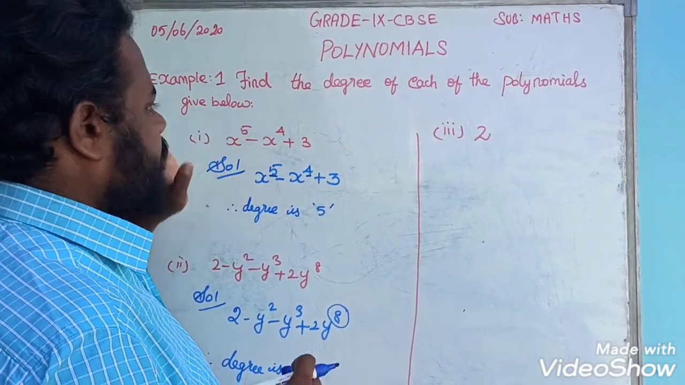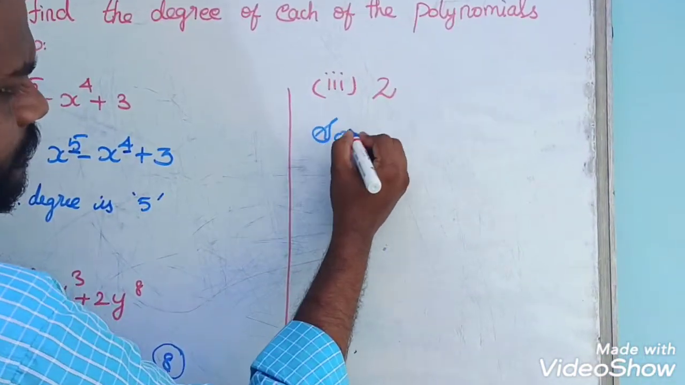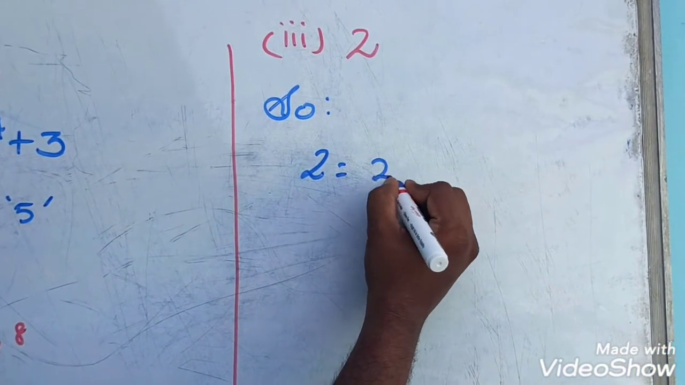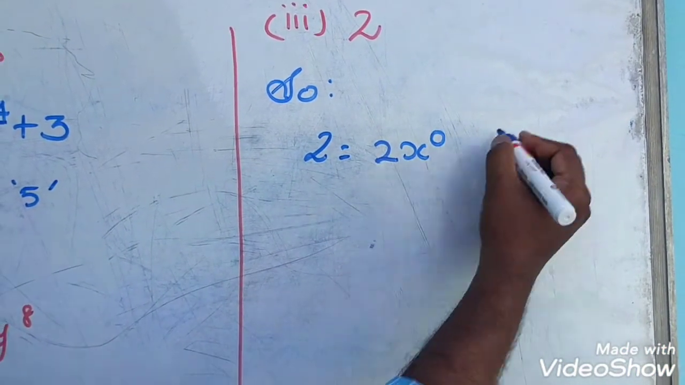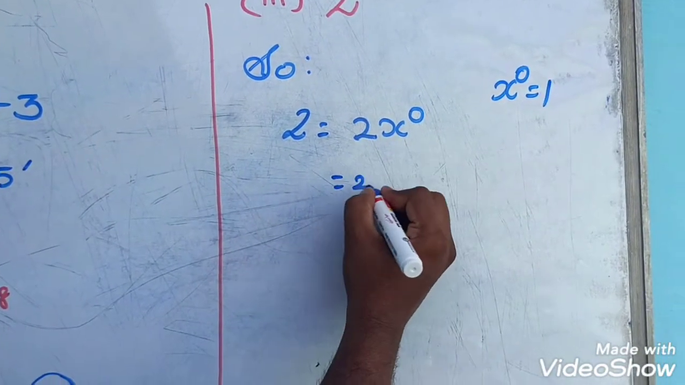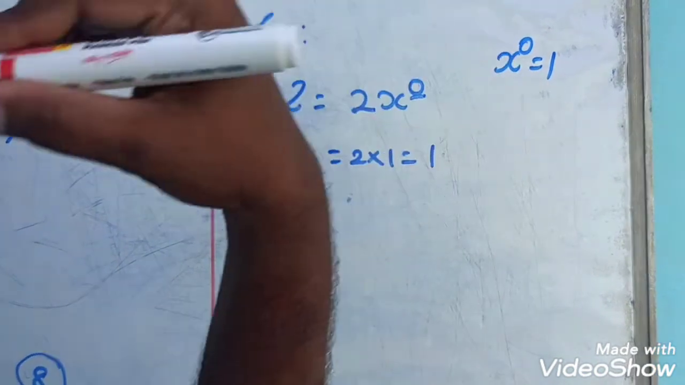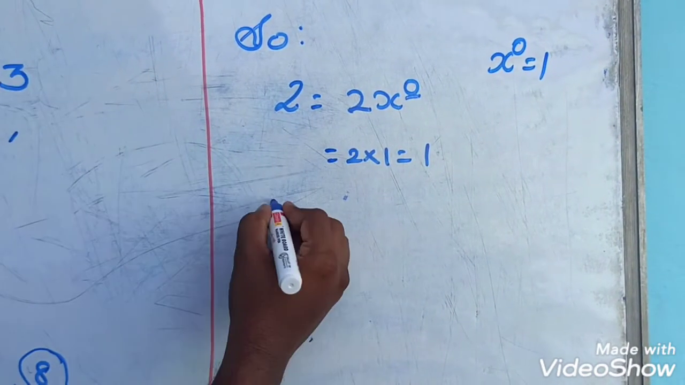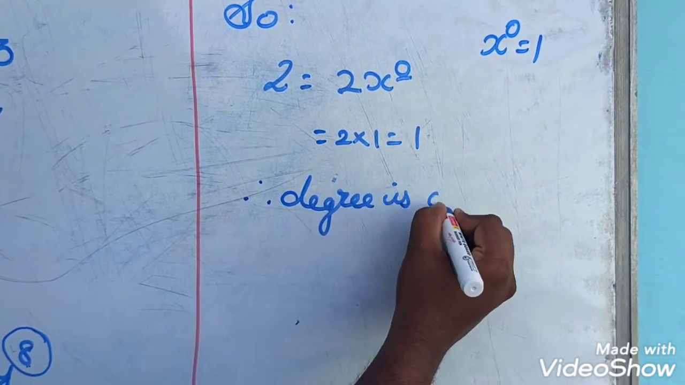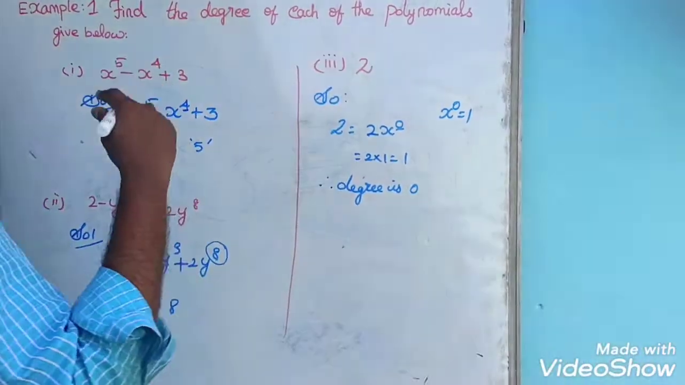Here I already told you, degree is nothing but the highest power of the variable in the expression. Here there is no variable. Because of that, 2 can be written in the form 2x power 0. For example, anything power 0 equals 1. So 2 into 1 equals 2. Because of this, the degree of the expression is 0. Therefore, the degree is 0. Always the degree of a constant number is 0.